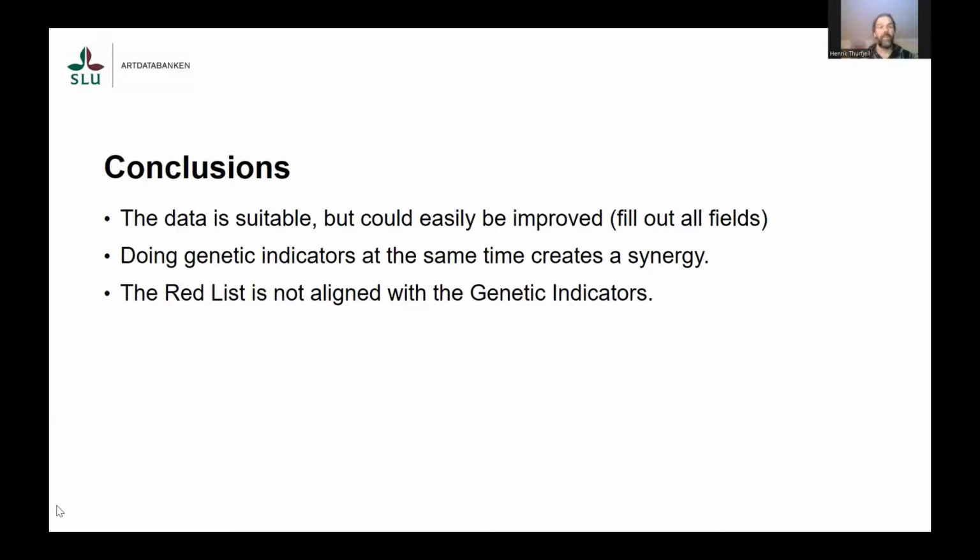We also saw that the red list wasn't aligned with genetic indicators perfectly. So genetic indicators are looking more at the population level, while the red list is looking more at the species level. We also found some threatened species in the genetic indicators that were not found by the red list and vice versa, so they complement each other in a way.